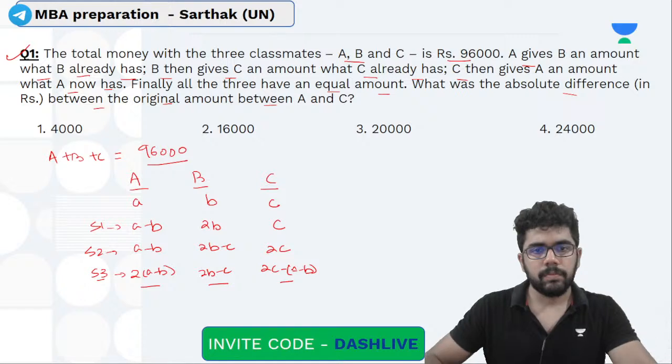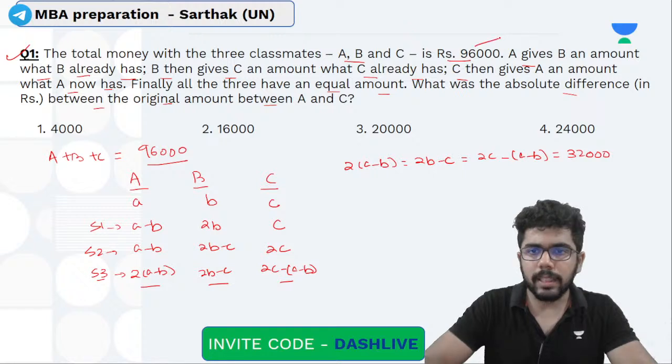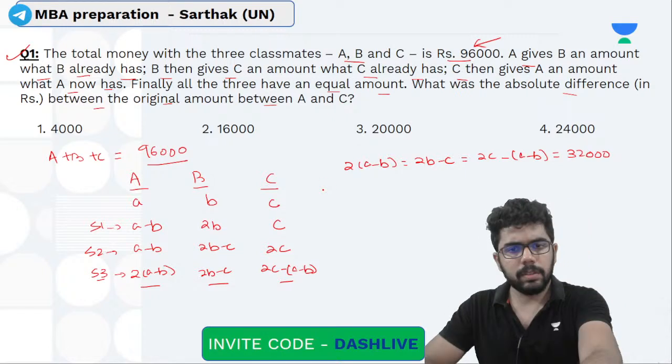And finally all three have an equal amount. तो यहाँ पे मुझे मिला that twice of A minus B is equal to 2B minus C is equal to 2C minus A minus B. This is equal to 32,000 because total उनके पास 96,000 था. Now if all three have equal amount at the end, that means ये तीनों वैल्यू इक्वल है. बस अभी इसको solve करना है थोड़ा बहुत, और कुछ नहीं.